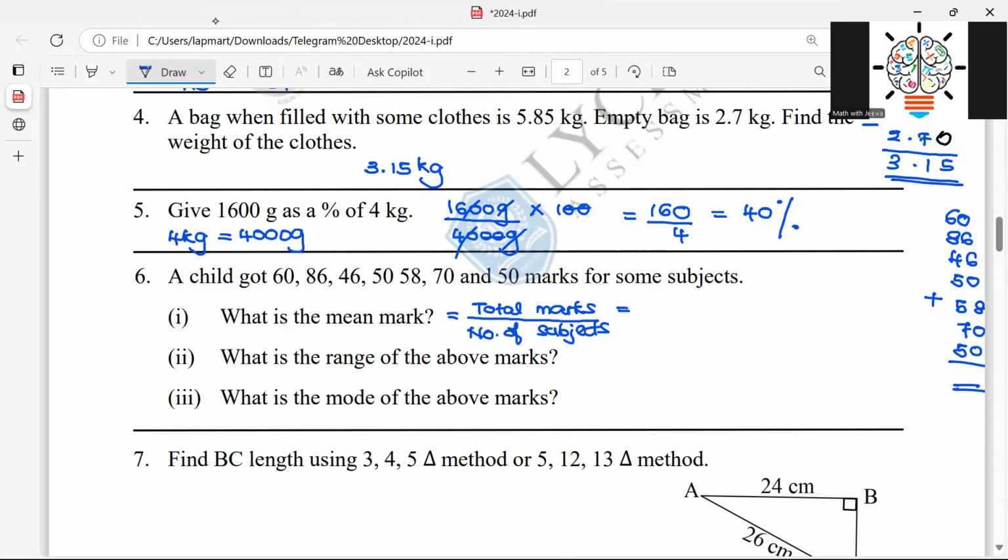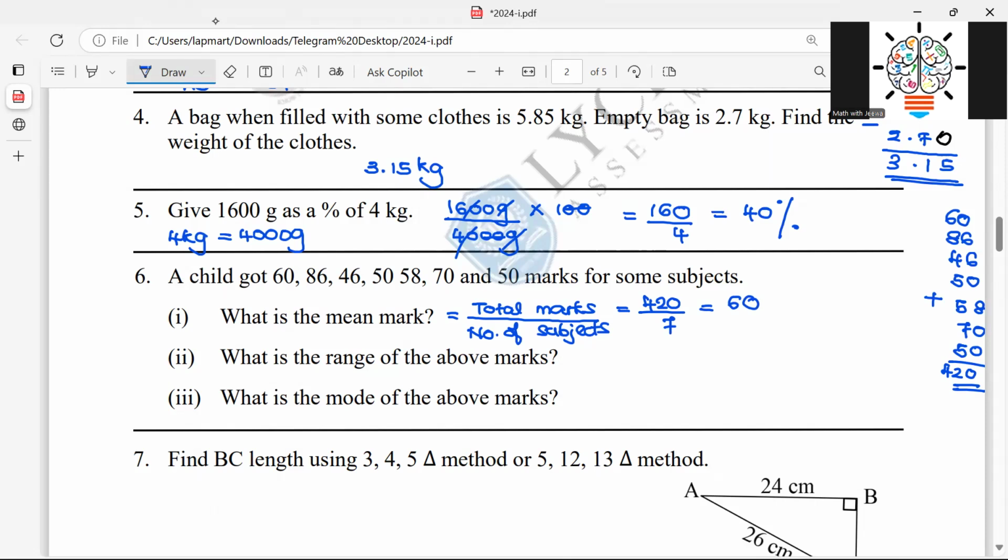When you add, I double check whether I have written it correctly. 60, 86, 46, 50, 58, 70, and 50. The answer is 420. How many subjects do we have? 1, 2, 3, 4, 5, 6, 7. So then we write 420 divided by 7. So then the answer is 60.